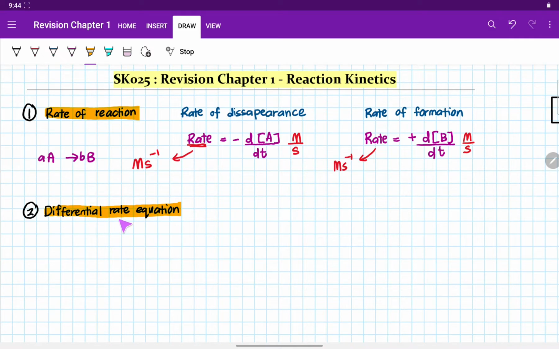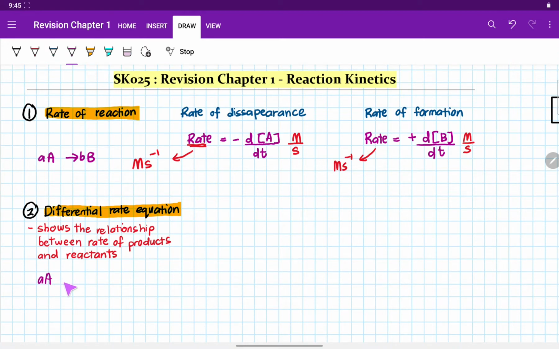So let's take a look at the second one. So the second one is differential rate equation. Okay, so what does differential rate equation show? Okay, differential rate equation will show us the relationship between the rate of product and reactants. Okay, so katakan dekat sini, saya ambil satu lagi equation. So if let's say saya ada dekat sini A to produce B plus C.